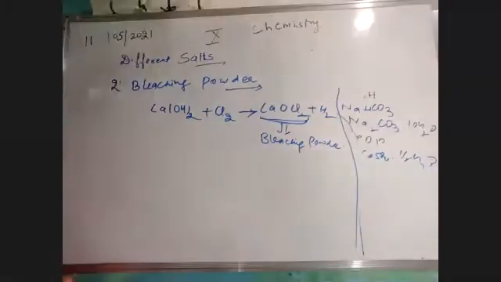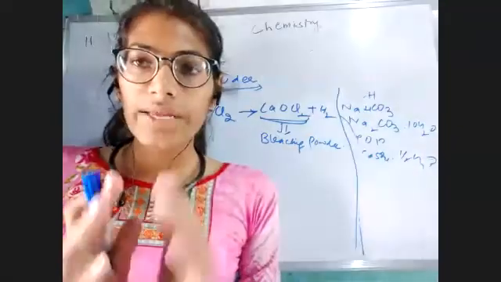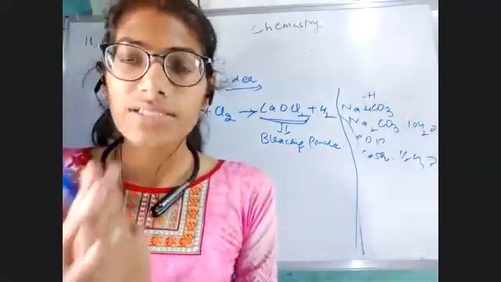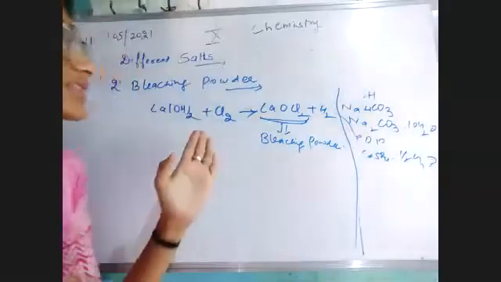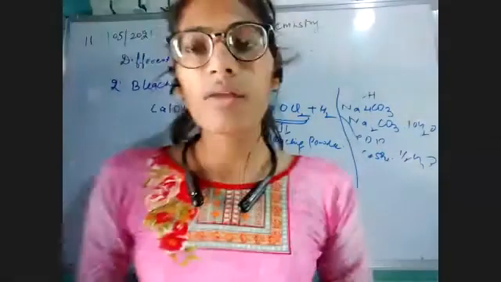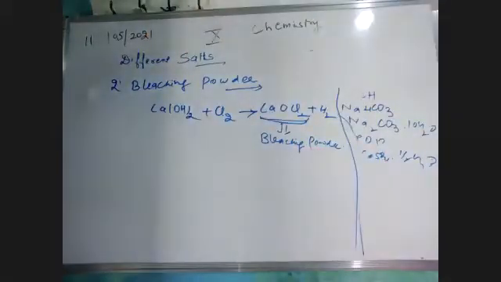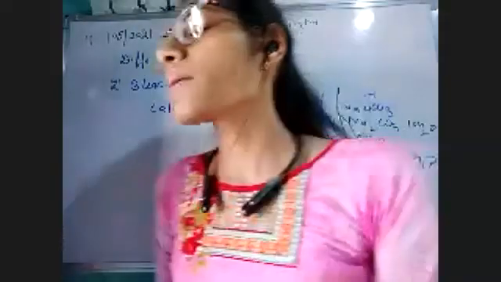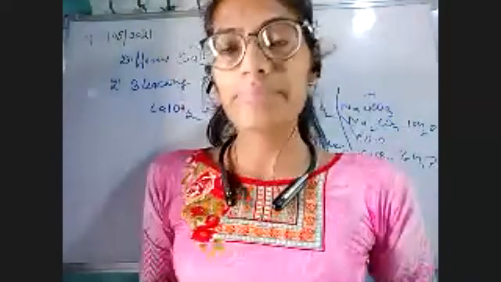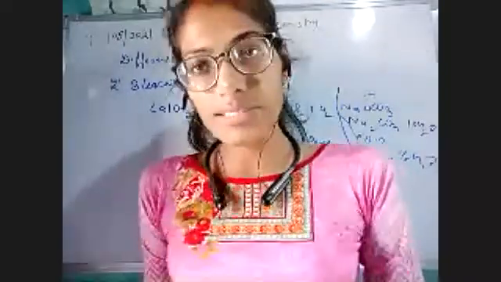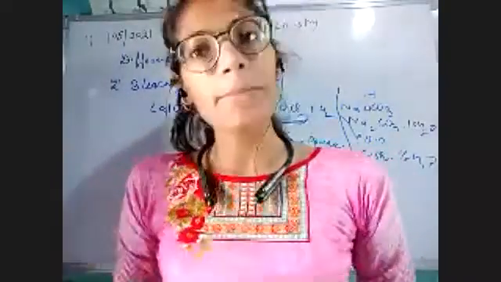All right, so whenever we are reacting a strong base, that is calcium hydroxide, with chlorine gas, what would we get? We would get calcium oxychloride. And this calcium oxychloride is known as bleaching powder, which can be used in the textile industry to give color to clothes, or it can be used as an oxidizing agent. It can be used to remove impurities from water.